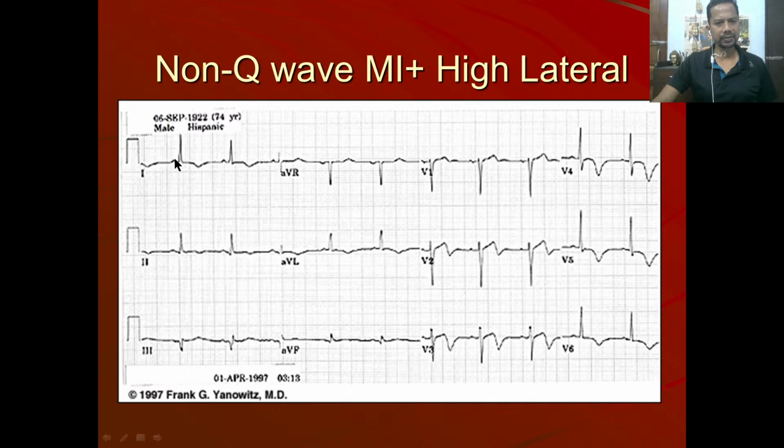So you will see R waves are always there. There is coving, biphasic T, high lateral leads, coving, R wave is there, T inversion. So you will see deep symmetrical T inversion, okay, non-Q MI.